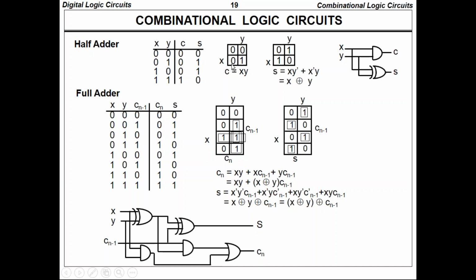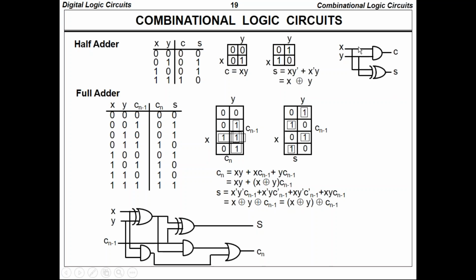If I consider the K-map, for carry no grouping is possible because you have only one single element, that is x into y. So C equals x into y. In the case of sum, 0 1 1 0, there are no adjacent terms. Only the corner elements are 1, so we are not able to group these two elements. The output will be x bar y plus x y bar, which we know is an XOR gate. So sum is x XOR y.